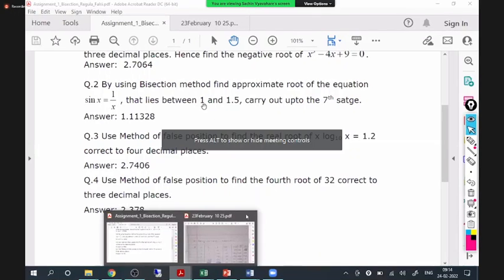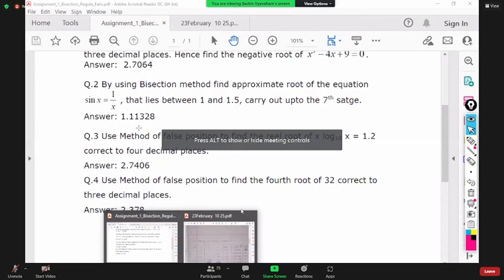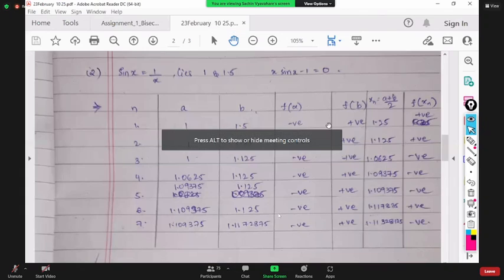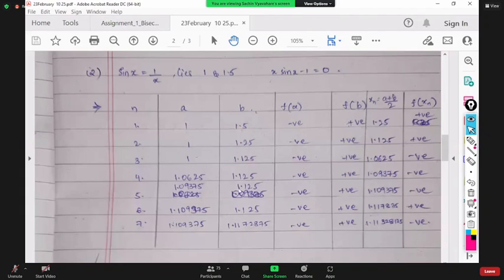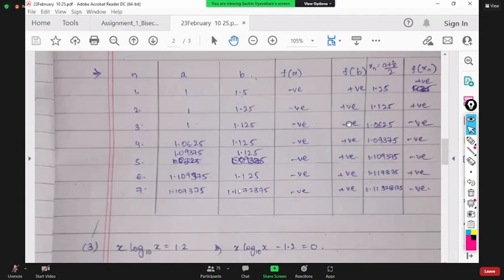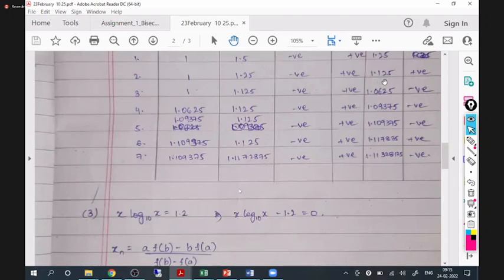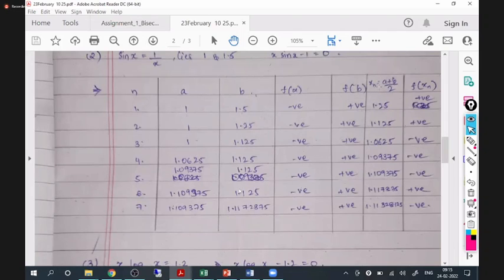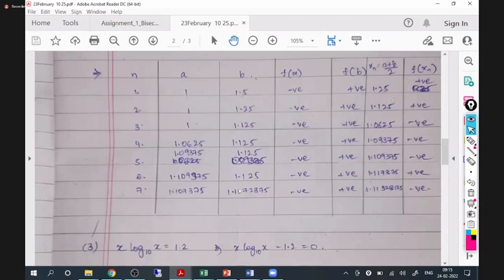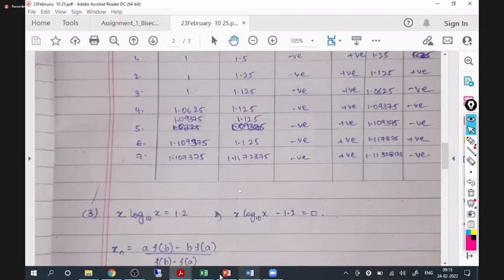So question number 2. 1.5, this is already given. Just check whether f(1) is negative and f(1.5) is positive. Yes, the root exists in between. And after about 7 iterations, you got 1.1132. Okay, that's the correct answer. Got it? So this is just the table here. But remember, writing the formula is very important here. If you forget to write the formula and just write the answers, it's not good. So the formula is also important. You should mention it there. That's about question 2. If anyone has a doubt in question 2, yes, you can ask.